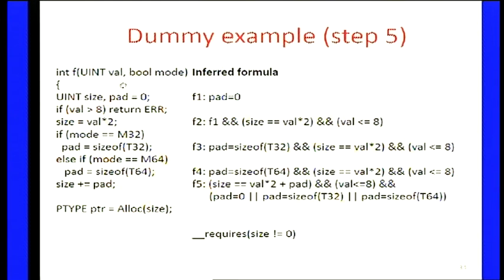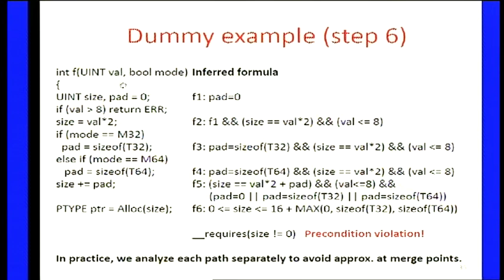So the merge point introduces disjunction, because we don't know anymore what the value of pad is. Pad can be 0, because if we haven't entered the if or the else if at all, then pad could still be 0. So we have the same constraint on size, same constraint on val. However, pad can be 0, or size of T32, or size of T64. And here, the assertion that we want to check, because we have an allocation, is that size should always be different than 0. So we check, does F5 imply all the time that size is different than 0?